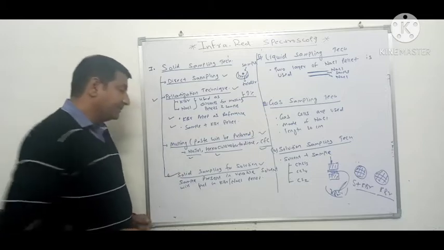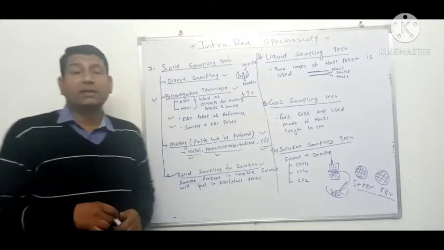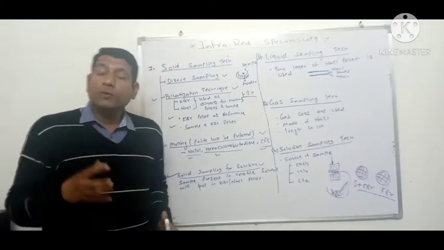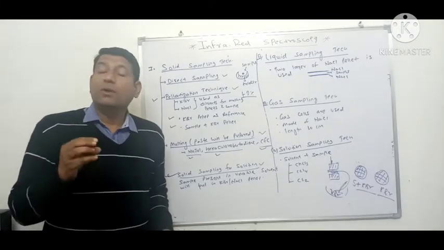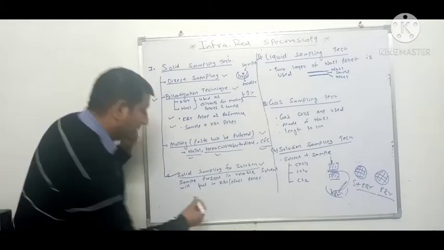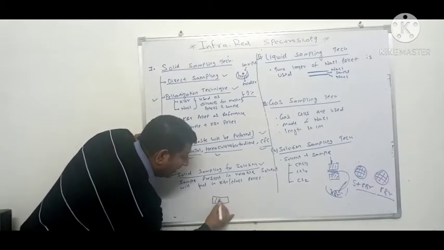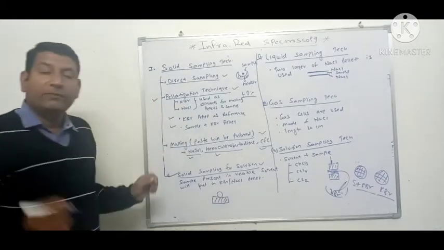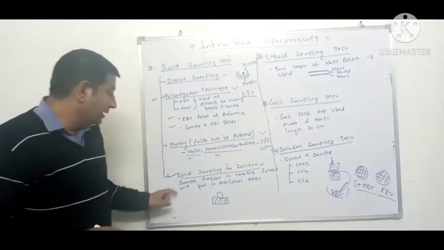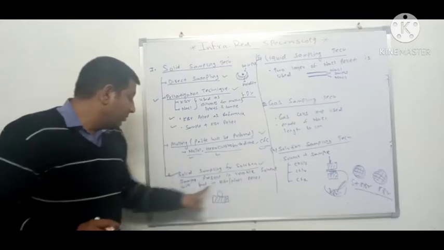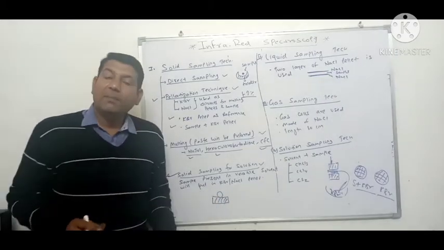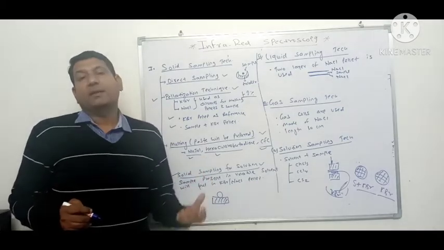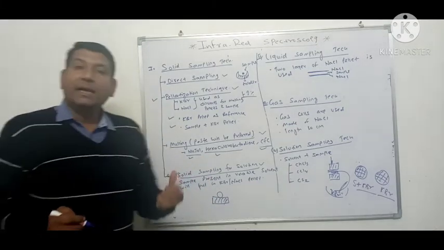The next technique is solid sampling of solution. This technique is used for substances which are present in solution or liquid form. For this purpose we will take a KBr pellet or NaCl pellet. On this NaCl pellet we will put a drop of the sample whose analysis has to be done. The sample is present in a volatile solvent, we put it on the KBr or NaCl pellet, and this pellet is kept into the instrument for analysis of the desired compound.